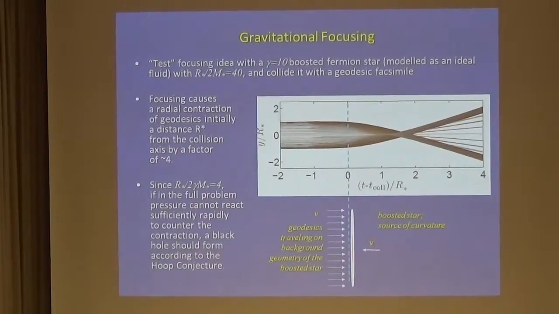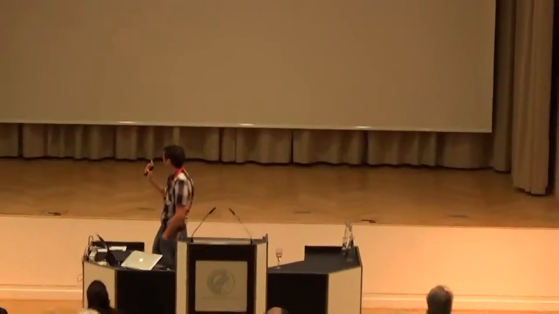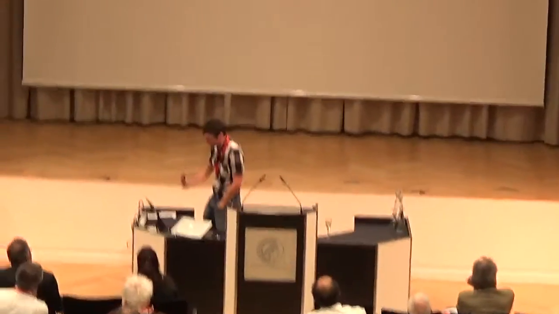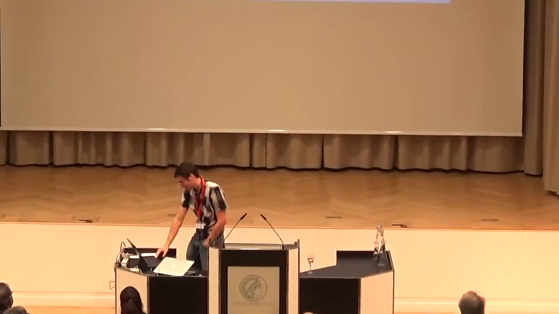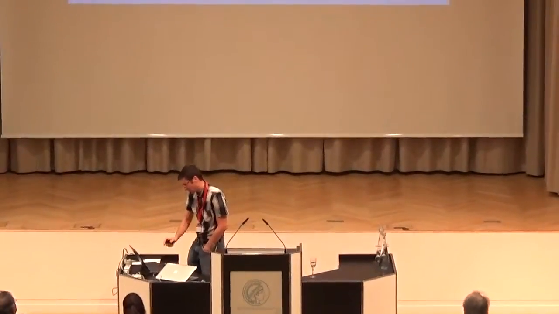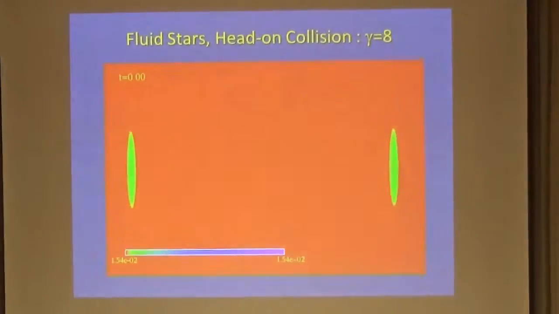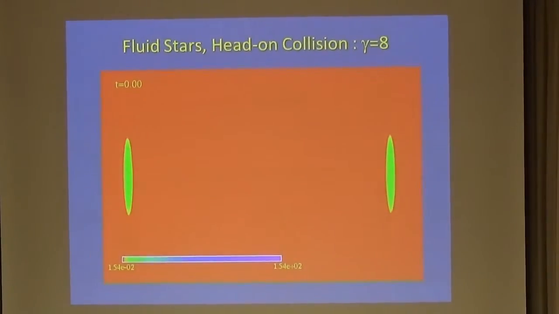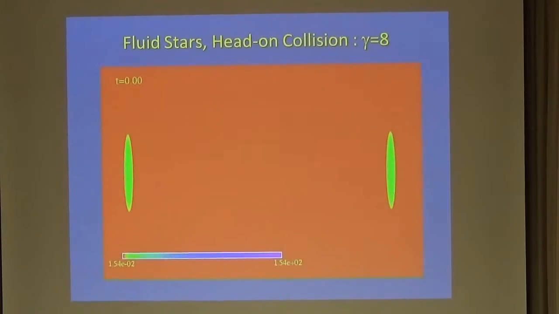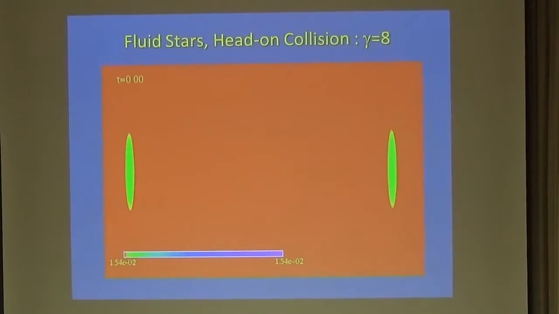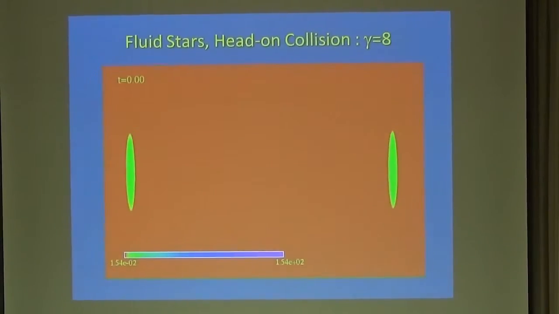So now I'll show you that. And this simulation is even more suggestive. What I'm going to first show you is the case where a black hole doesn't form. So this is now a gamma of 8 case. This is, again, a fluid star. This animation is showing the density of the star.